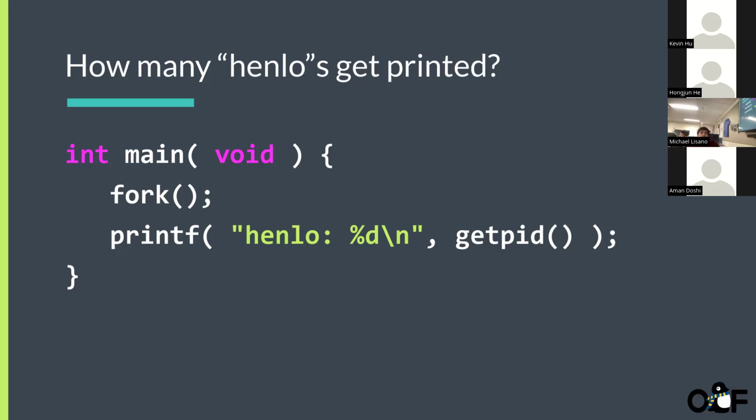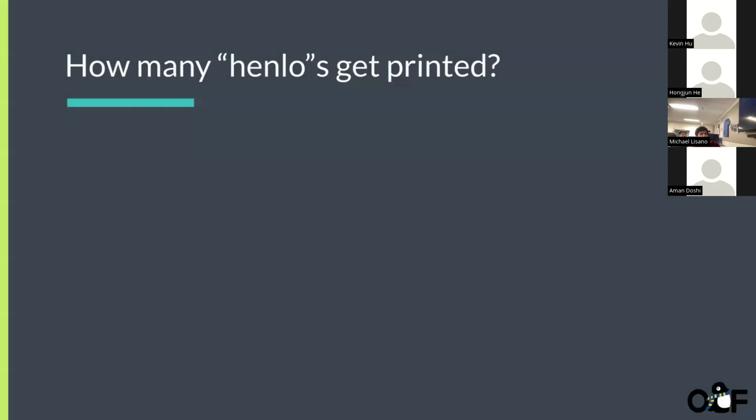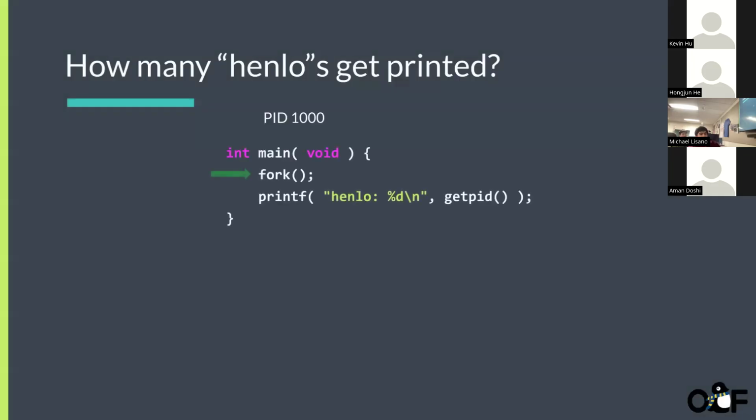Any guesses? So the program forks, right? And then it creates a child, which runs the same code, right? And it forks, and then it creates another child, which forks.